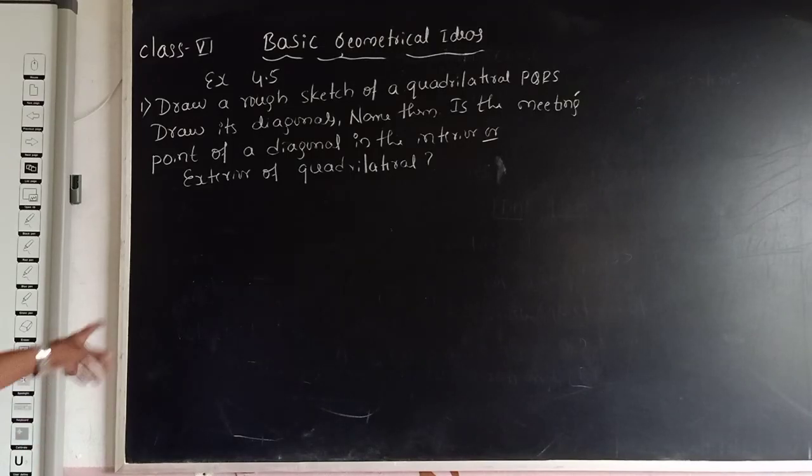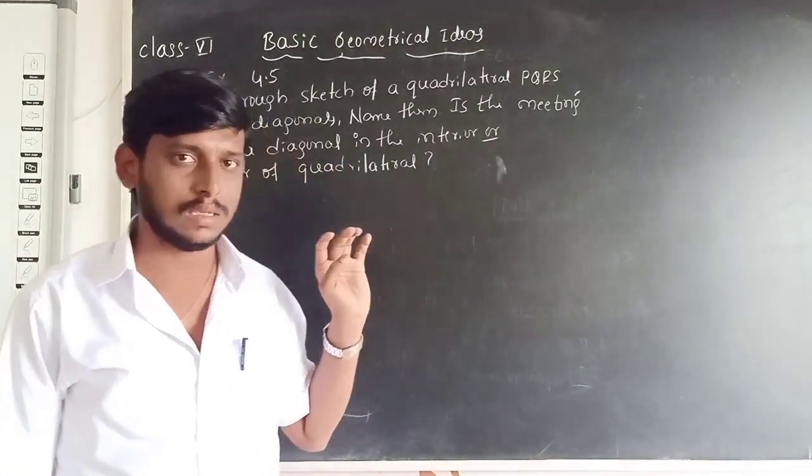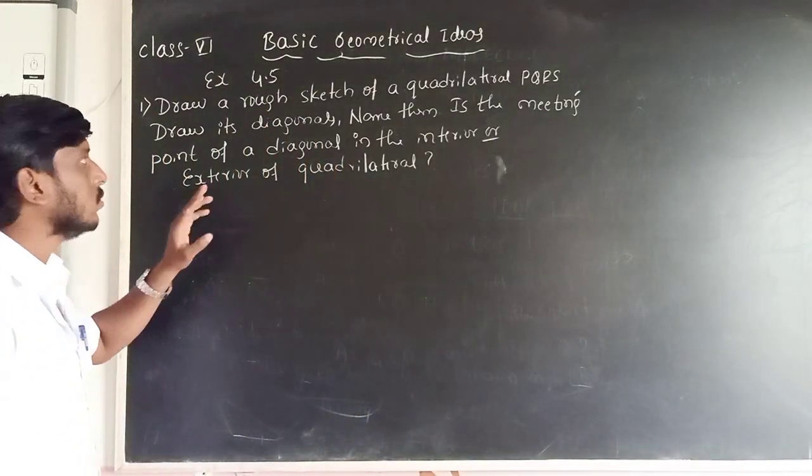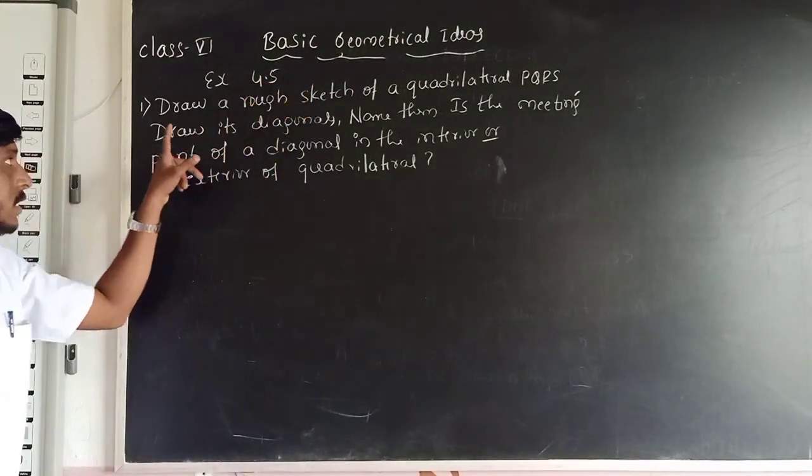So, okay students, we know the definition of a quadrilateral and also the properties of a quadrilateral. Based on that concept, we will move to exercise 4.5. Okay, so what is the question?